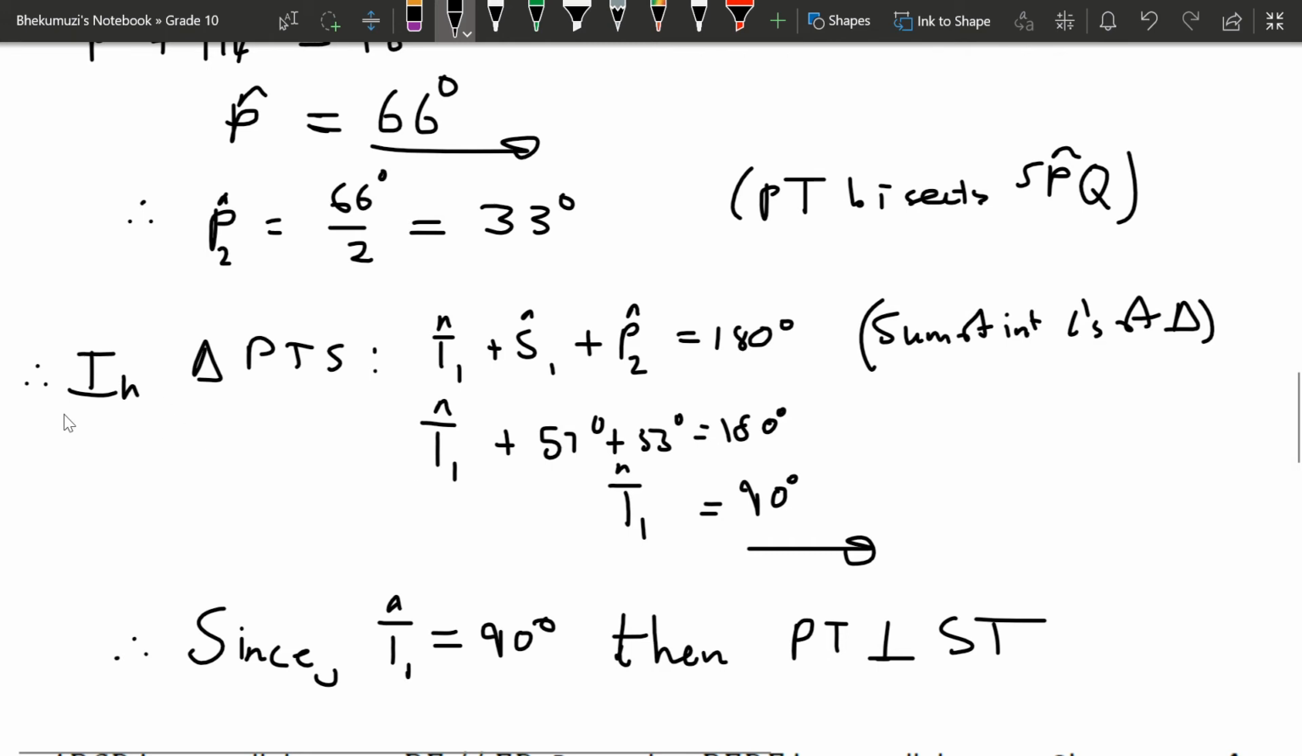So now we say, in triangle PTS, we have T1 plus S1 plus P2, which gives us 180, which is the sum of interior angles of a triangle, right?